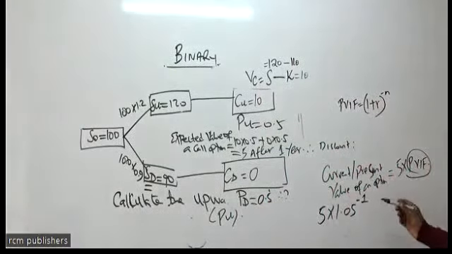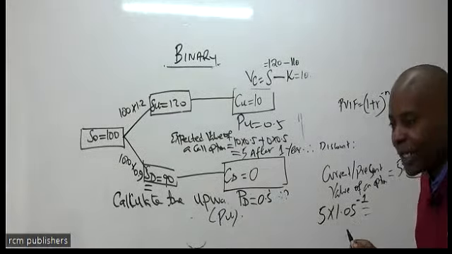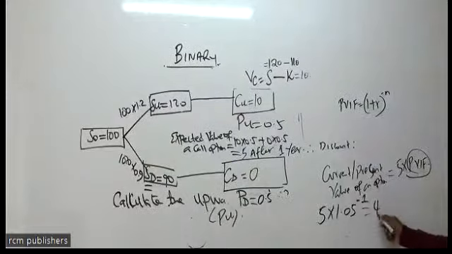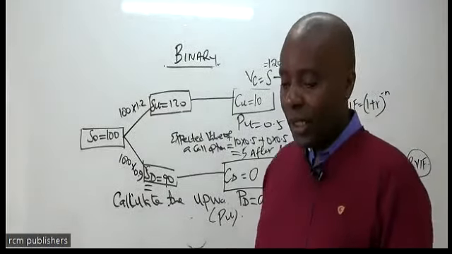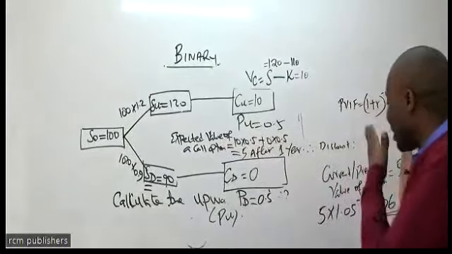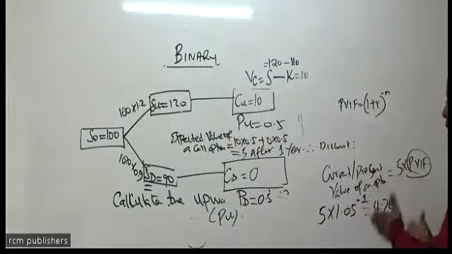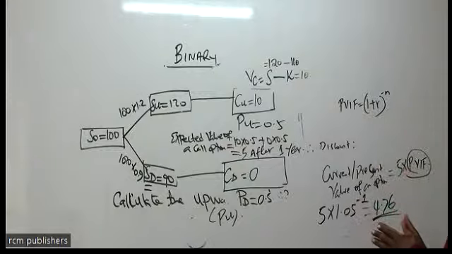So abracadabra, what figure are we getting here? 4.76. Thank you so much. So this becomes the current value of an option using this very bogus model called binary.